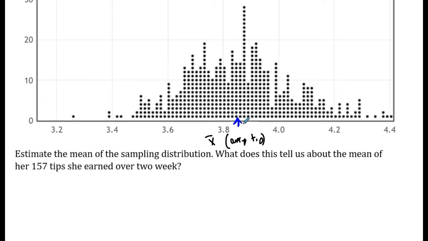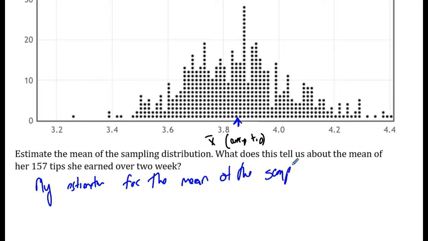So my estimation for the mean of the sampling distribution is approximately 3.85, let's say. What does this mean?